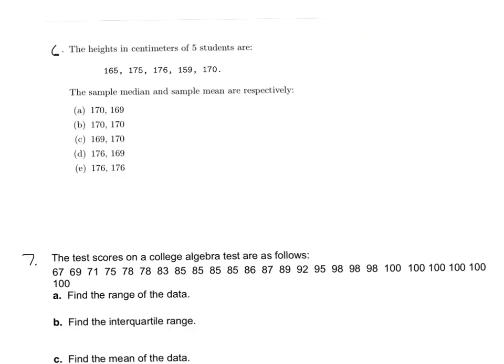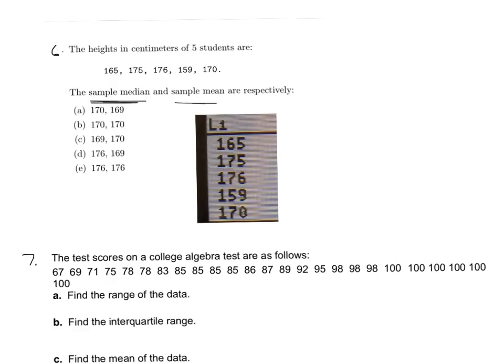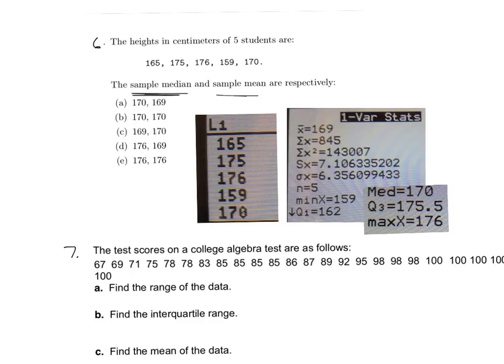Problem 6, the heights in centimeters of 5 students are given. Here we need to find the sample median and the sample mean. So here we'll enter the data into a list on our calculator and again run the one variable stat test for the data. So here we're going to have the mean. That turns out to be 169, and we have our median to be 170. So it looks like here our answer is going to be letter A. The sample median is 170. The sample mean is 169.